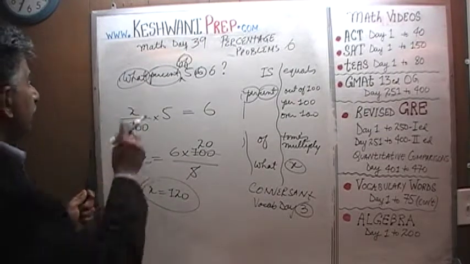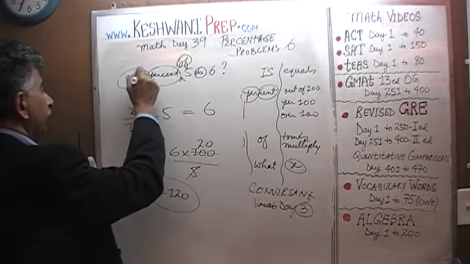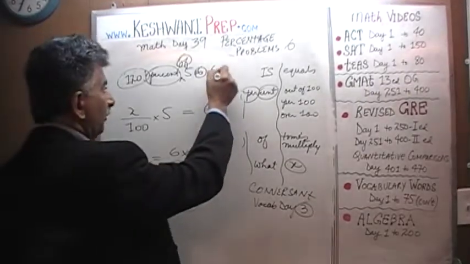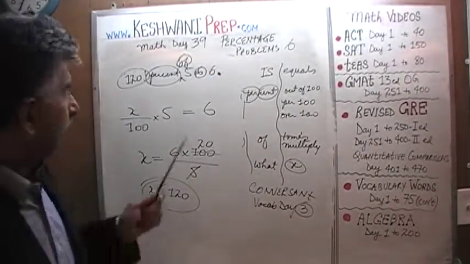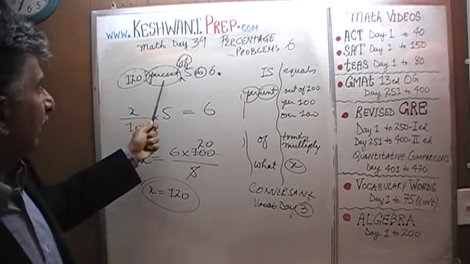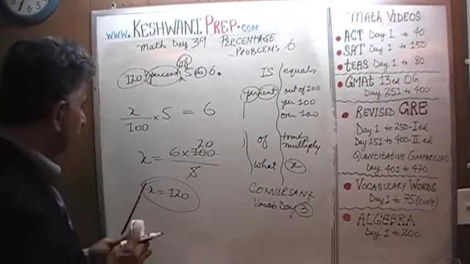Let's put it back in here. In place of x, we're going to replace it with 120 and see if this statement makes sense. It's no longer a question mark. This is our claim. And our claim is 120% of 5 is 6. Let's see if it makes any sense.